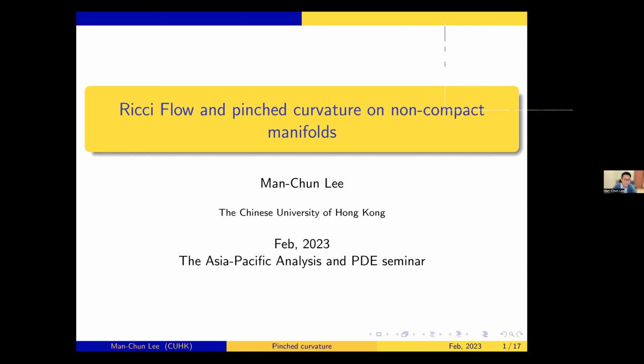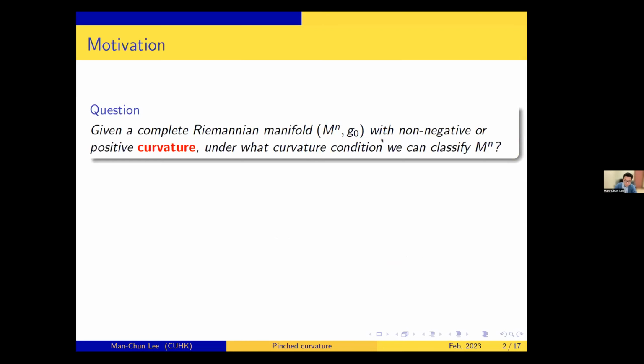So today I will talk about some of my recent work with Peter Topping on Ricci flow and pinching curvature on non-compact manifolds. Let me start with some motivation. The basic motivation in this talk is to study the following question.